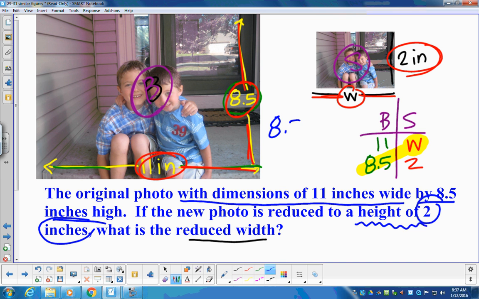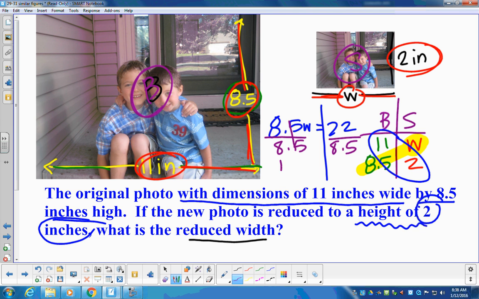Taking cross products and solving, grab the variable W, multiply the diagonal. So we have 8.5W, and the other cross product is 22. Hand method kicks in, divide by 8.5. We have 1W equals 22 divided by 8.5, which gives me 2.59 inches. So as I change that, the photo now has a width of 2.59 inches. Questions on that? Super real world question that you have to be able to solve.